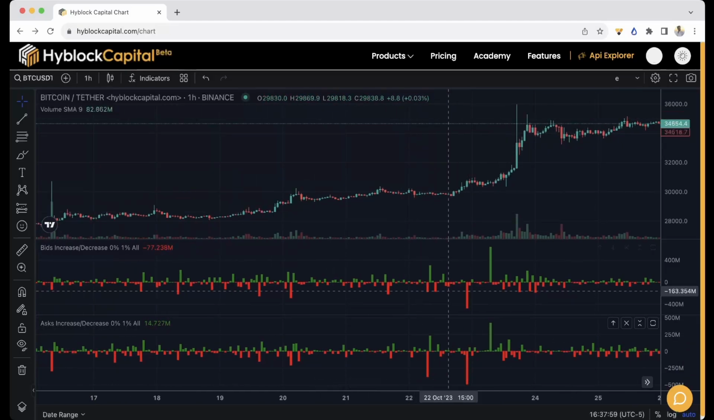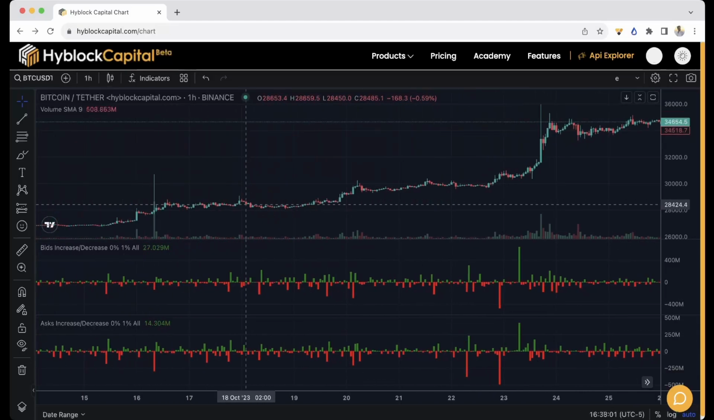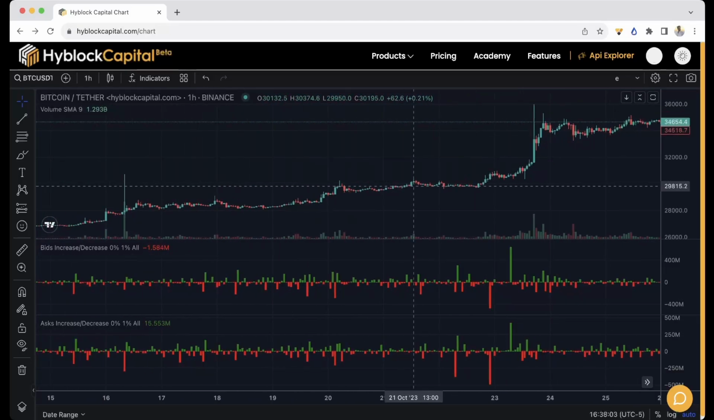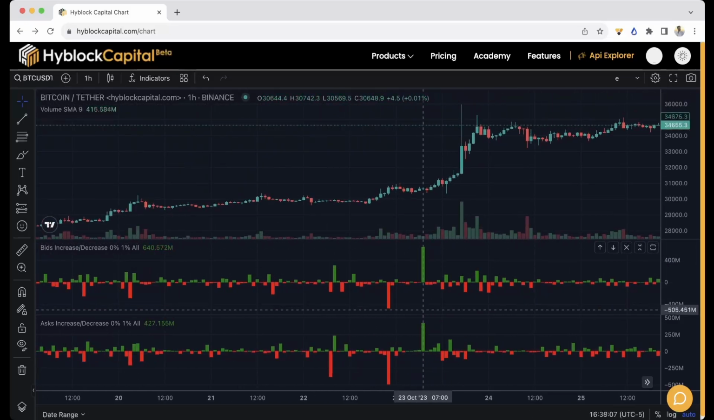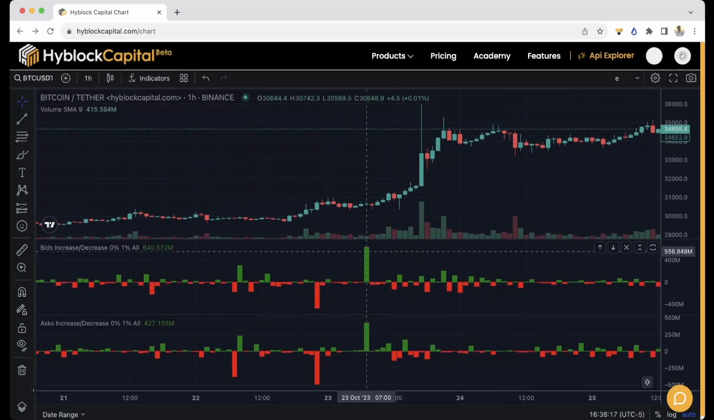Really, it was offers that were pulling out right here during this kind of uptrend move before we got the explosion. Then really the most important thing you're going to see today, this $640 million worth of bids added on the 1% depth within an hour. It happened right around here. And there's not a lot of volume here, but this is Binance spot, I believe. This isn't futures, so it's not going to show the same volume.